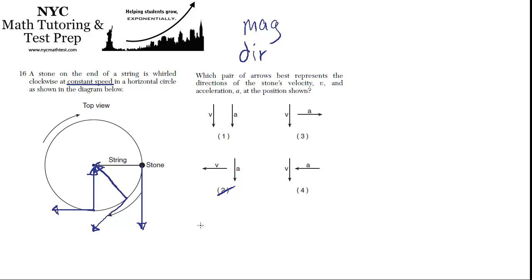So in summary, the acceleration is always inward. And that's a constant theme that comes up when talking about centripetal acceleration. The acceleration is always directed inward. So at this particular moment when the stone is here, the inward acceleration is to the left, and 4 is the only choice that fits.